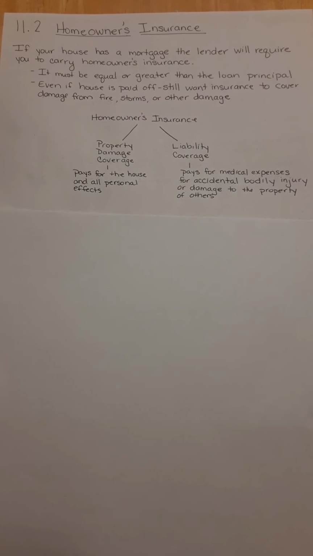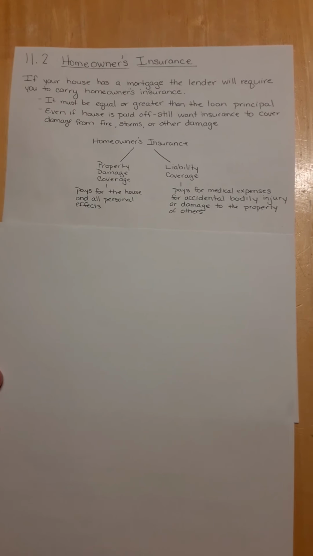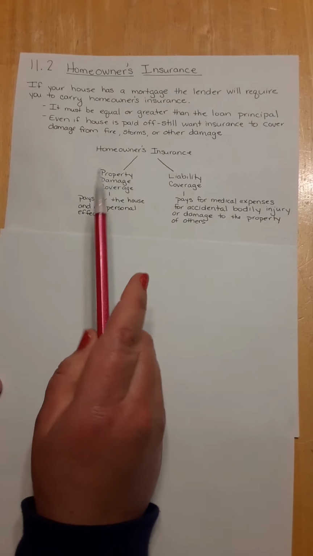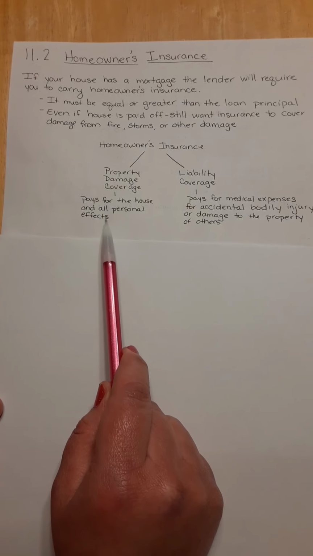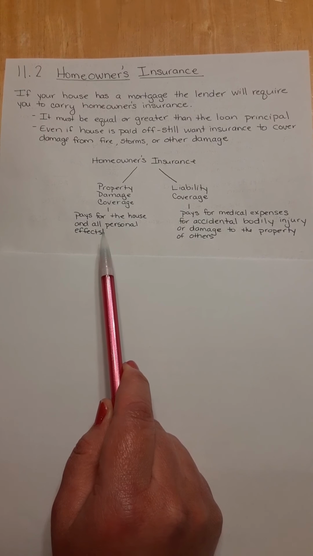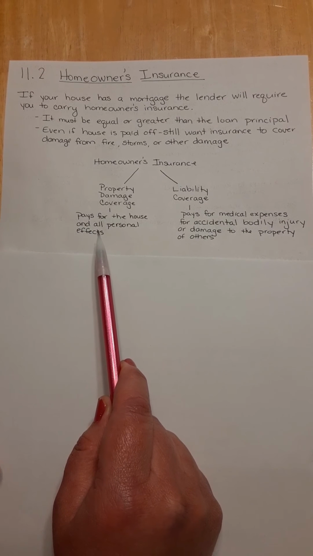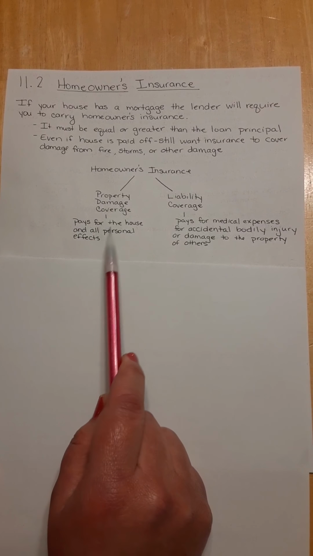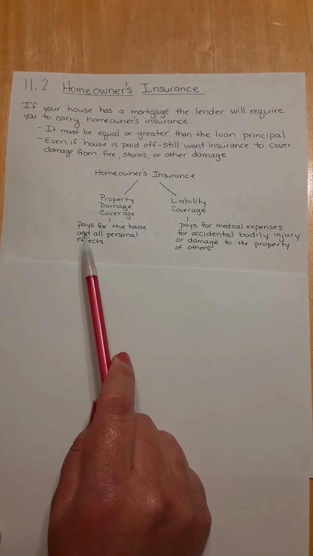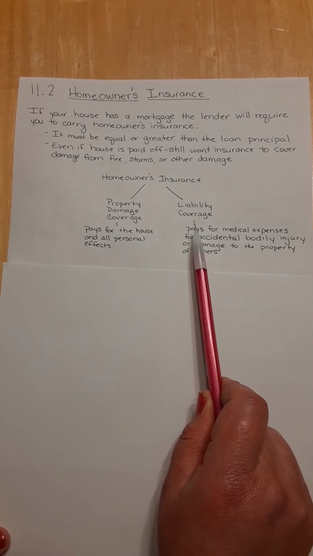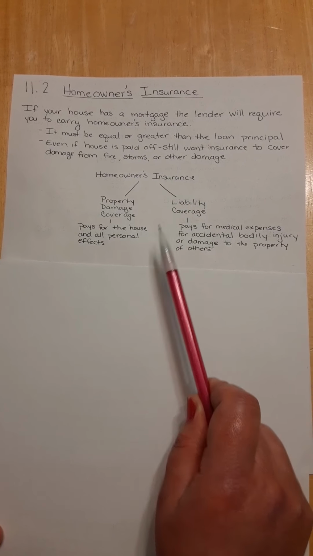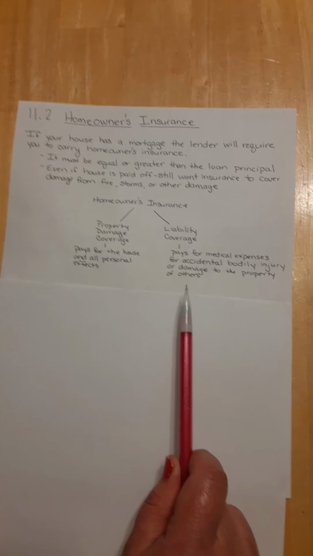Okay, we're going to talk about homeowner insurance, and there's two types of coverage that we have. The first one is property damage coverage. This pays for the house and all the personal effects in it. So if you have a fire or something like that, your property damage is what covers you under your homeowner's insurance.